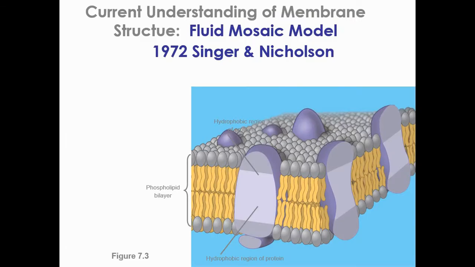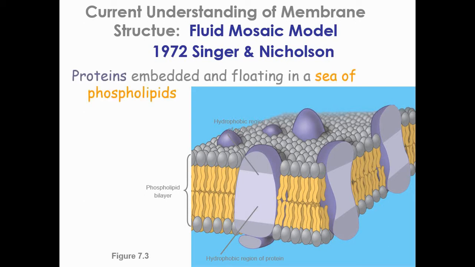So this is our current understanding of the membrane structure. We have the fluid mosaic model. In the fluid mosaic model, the proteins are embedded and floating in a sea of phospholipids. Okay, so this is the sea of phospholipids. And then some proteins are embedded in this. Because as you know, the proteins act as transport, diba? They have a lot of functions also.